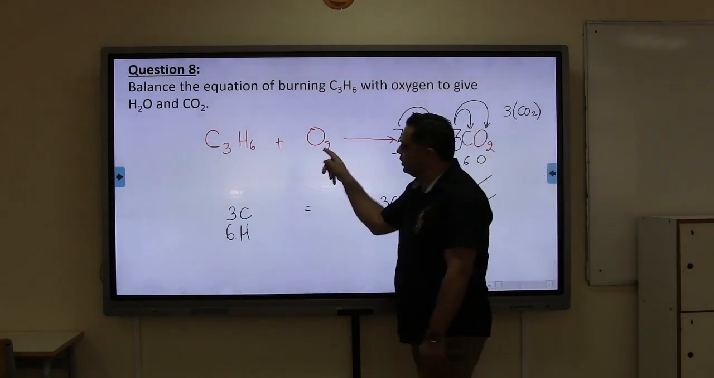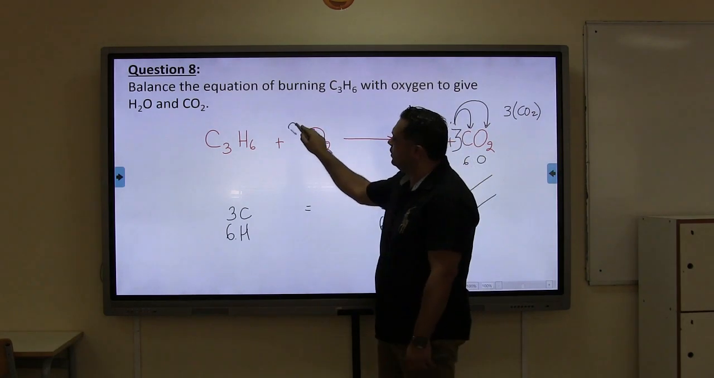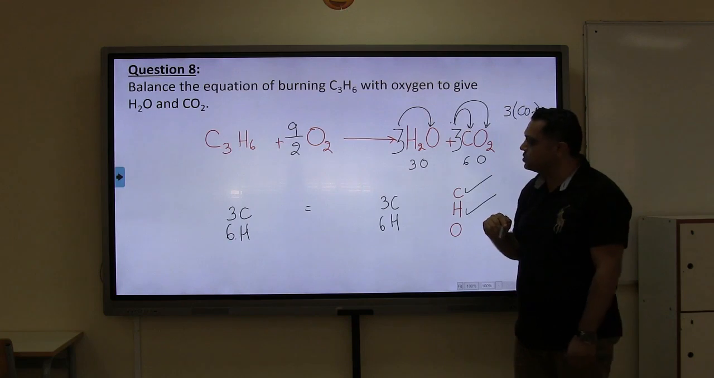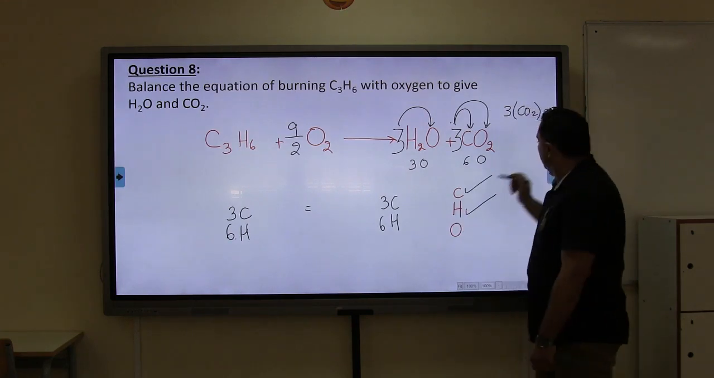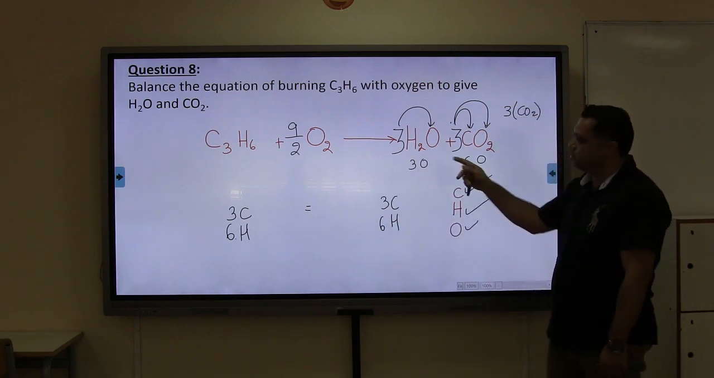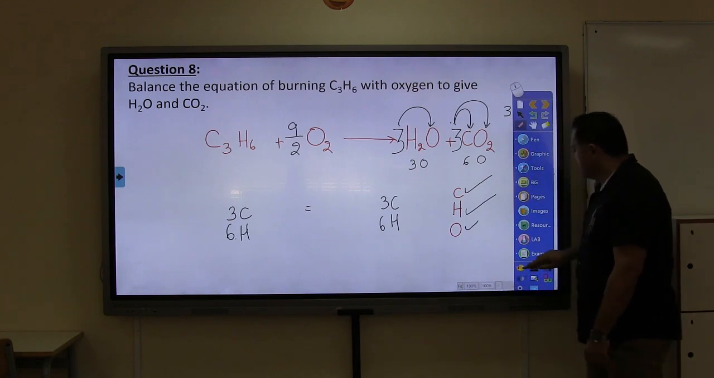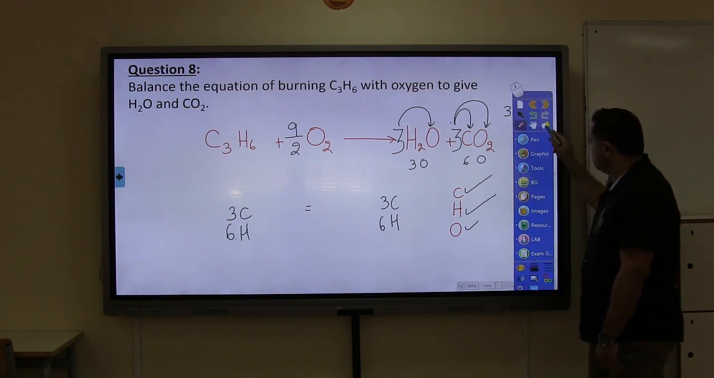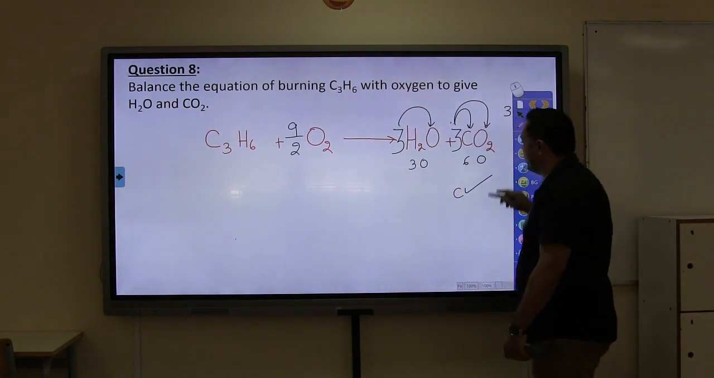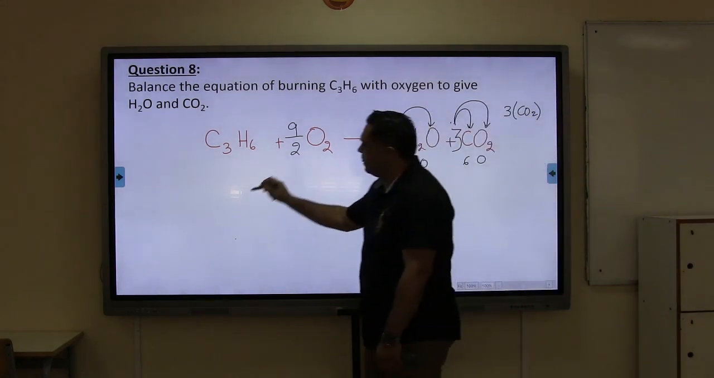But what will be the number here that I multiply by 2 to give 9? The answer will be 9 over 2. 9 over 2 times 2 is equal to 9. Okay? I can keep the balancing like this by using a fraction. But if I want to use the smallest whole number, in this case, I need to multiply the whole equation by 2.